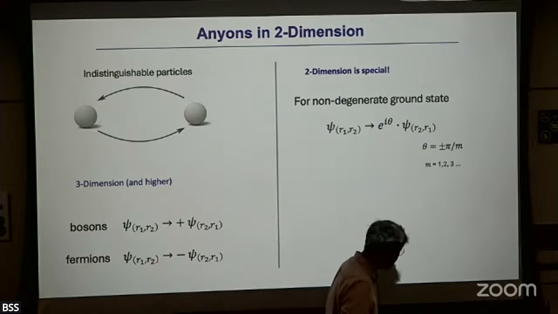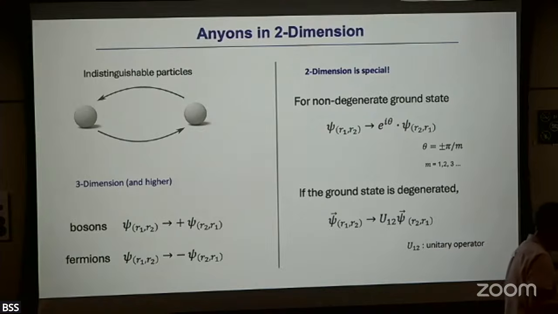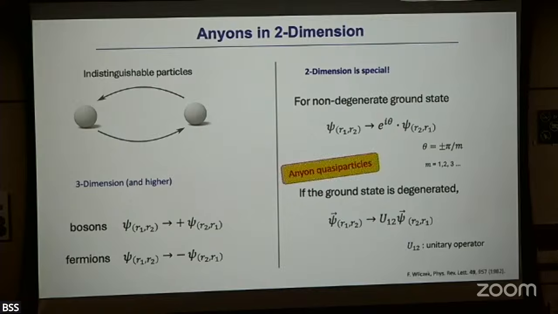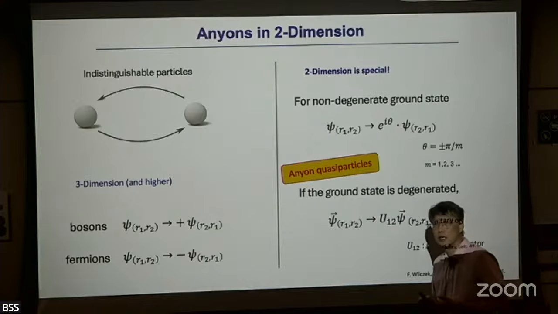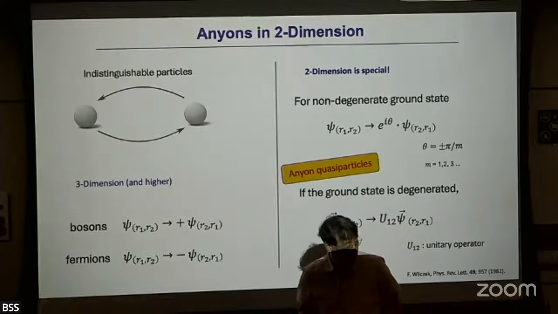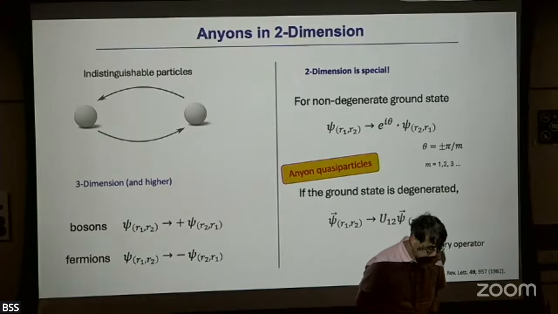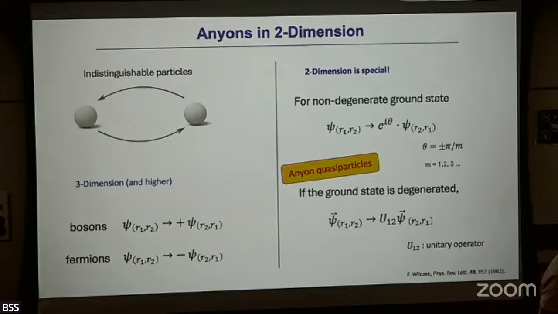Depending on whether the ground state is degenerate or non-degenerate, after braiding in 2 dimensions you get a different type of braiding phase in the abelian anyon case. If the ground state is degenerate, after braiding you get a unitary operation connecting one state to another, which turns into the non-abelian anyon case. But the bottom line is that in 2 dimensions there is the possibility that the fundamental particles give you different statistics. So that is exciting physics.